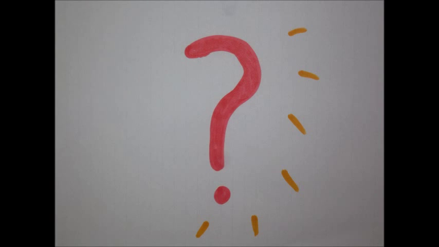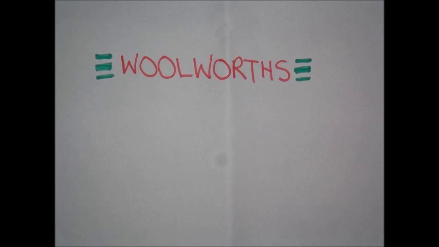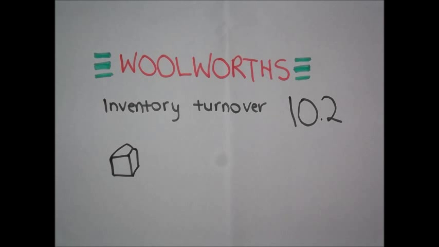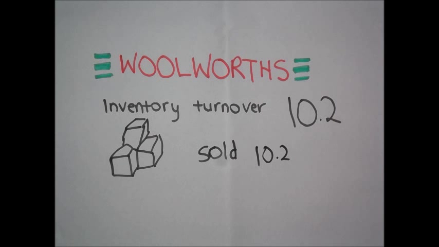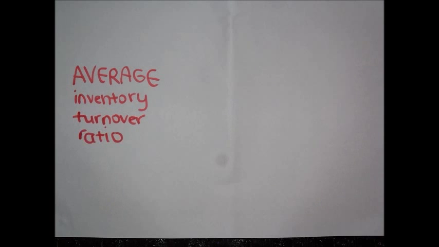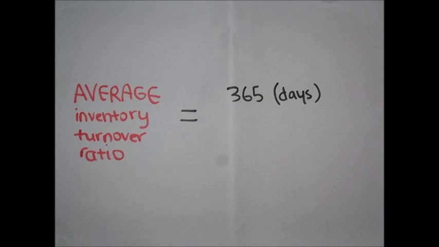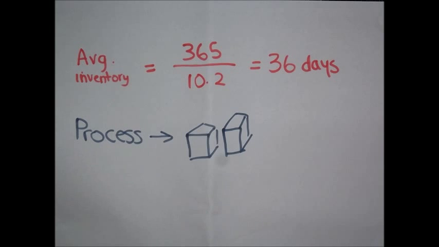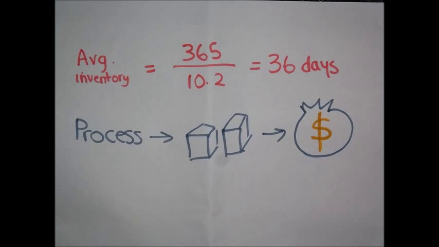So once calculated, what does this ratio mean? Say, Woolworths has an inventory turnover ratio of 10.2. This means that it sells all its inventory 10.2 times per year. To make the ratio easily understandable, you may choose to use the average inventory ratio, calculated by dividing 365 by the inventory ratio. In this example, the process of inventory being purchased and sold takes on average 36 days.